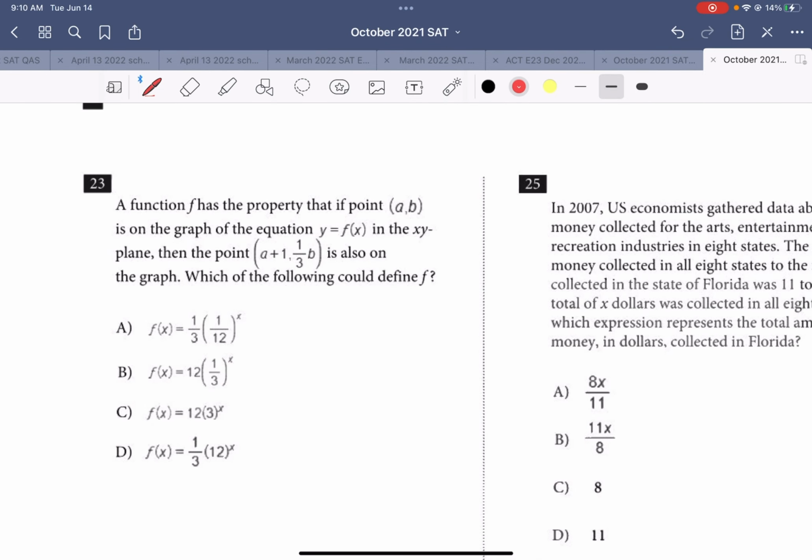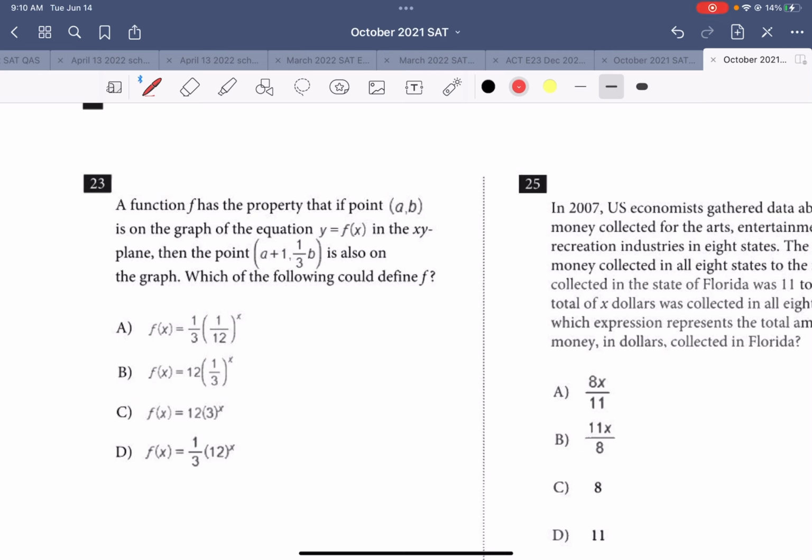Next one, number 23. A function f has the property that if the point (a, b) is on the graph of the equation y equals f of x in the xy-plane, then the point (a plus 1, 1/3 b) is also on the graph. Which of the following could define f?